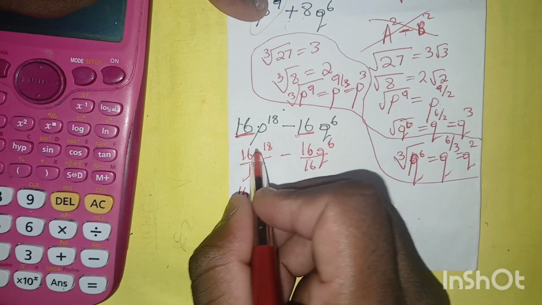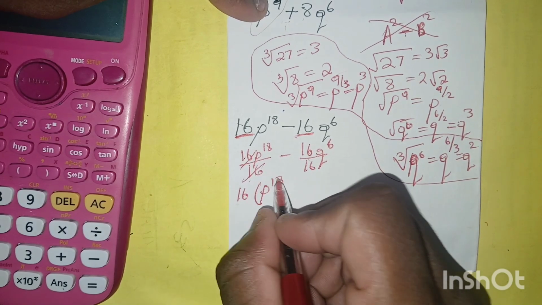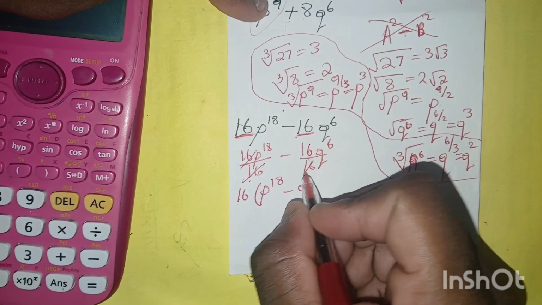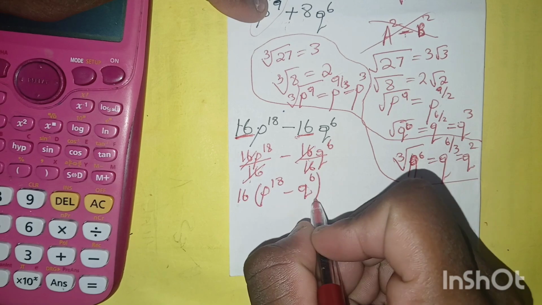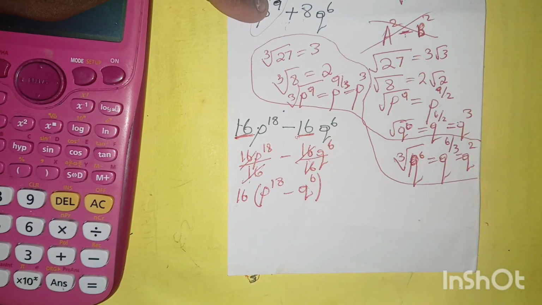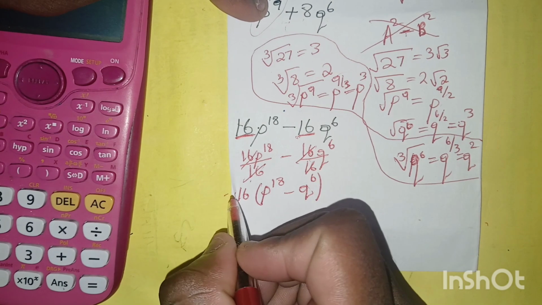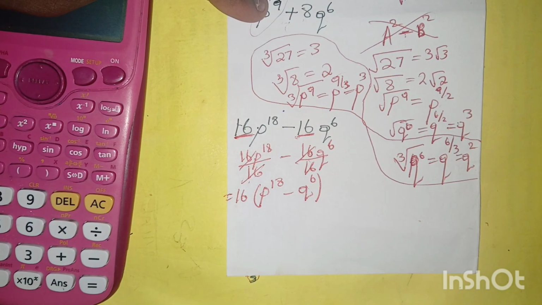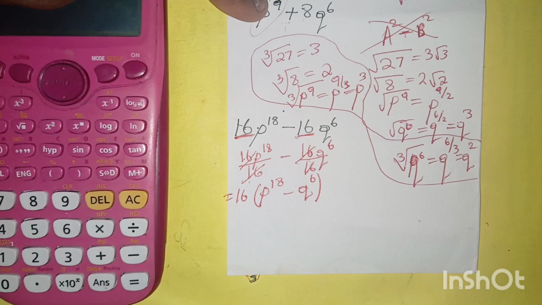Then if you divide here, it cancels, you're left with p¹⁸ minus q¹², this will cancel. Do you see, guys? And remember, when you are factorizing, you should factorize completely. You don't just leave your answer like this, guys. You should check inside the bracket.